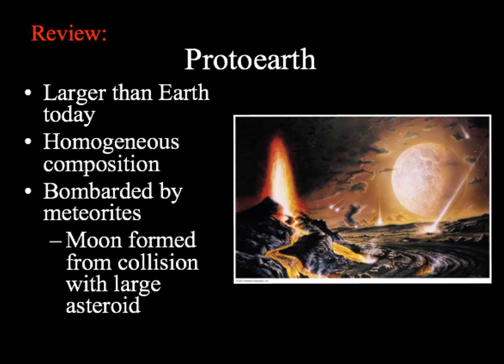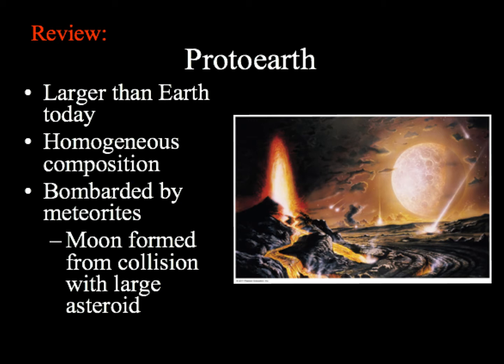Proto-Earth, or baby Earth, was actually larger than it is today. It was of homogeneous composition, meaning that it didn't yet have a crust, a mantle, and a core. It was the same all the way throughout. The prefix homo means same.